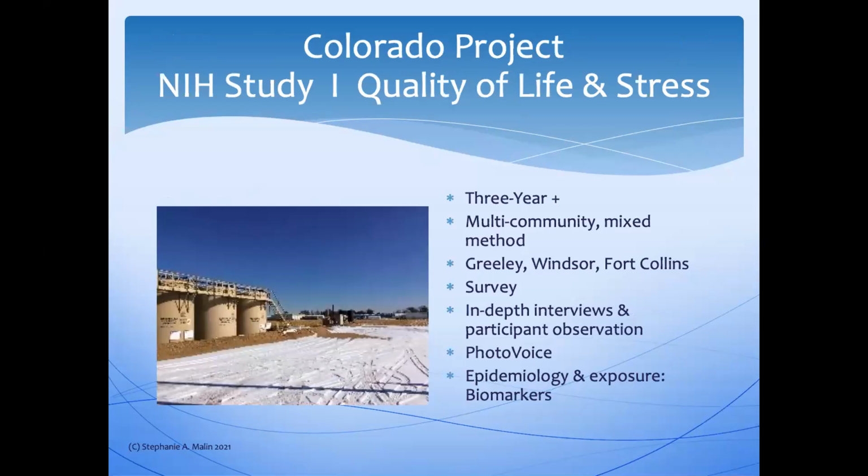So the findings I'll go over are related specifically to a National Institutes of Health funded study that was looking at quality of life and stress related to oil and gas production. I want to mention that Lisa McKenzie, whose studies Barbara talked about a lot, as well as John Adgate, they're epidemiologists here in Colorado. We were all part of this research team. I was the lead social scientist, and they were leading the epidemiology and exposure part of the study.